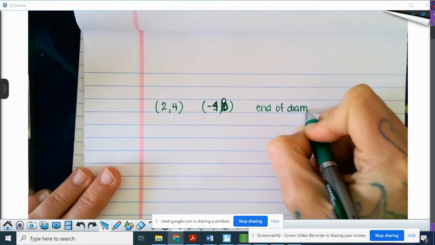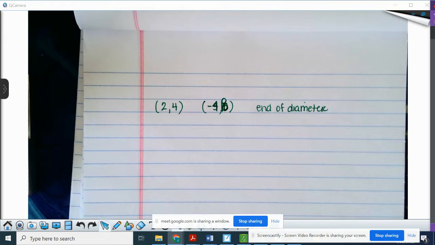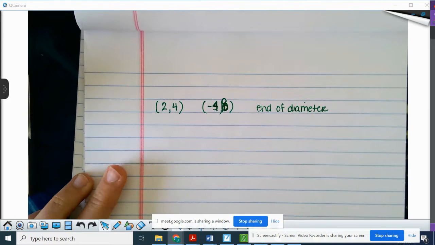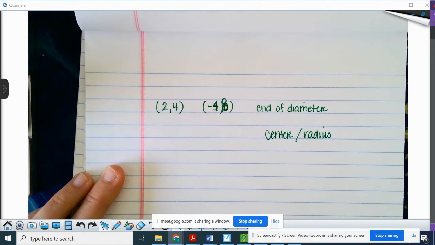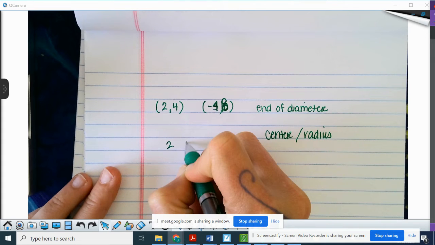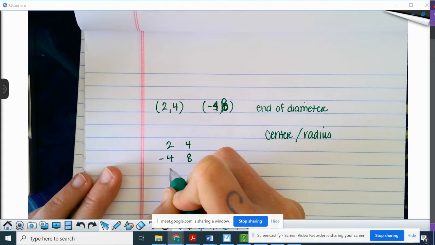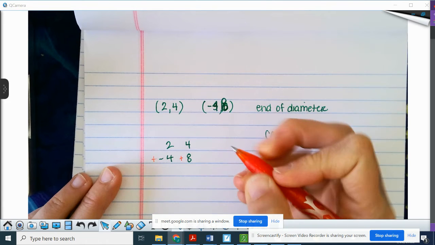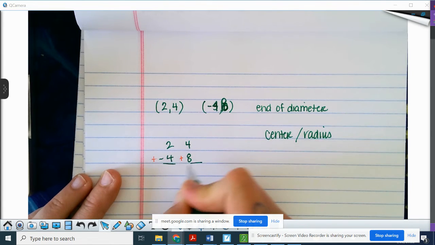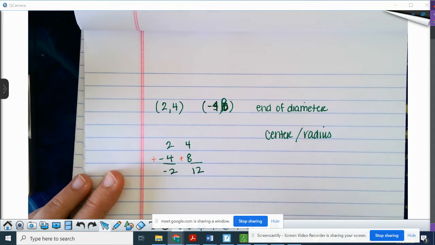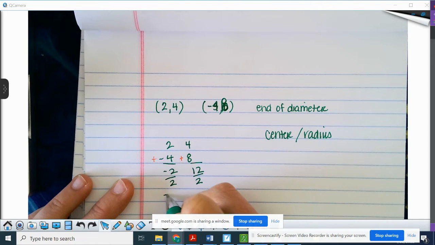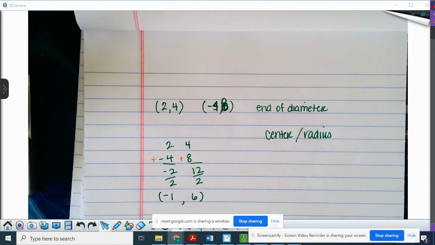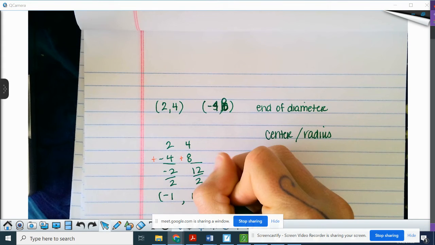So now that I have it in points of diameter, remember, diameter goes from outside a circle to outside a circle, passing through the center. So we need the center, because you need center and radius to write the equation. So we can find the midpoint, which means stack them, add them, divide by 2 is what I always do. So add, and that's going to give me negative 2 and 12. Stack them, add them, then divide by 2, which gives me a negative 1, 6. So that's my center, which is my h, k values.